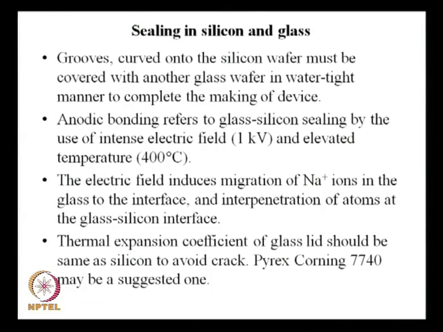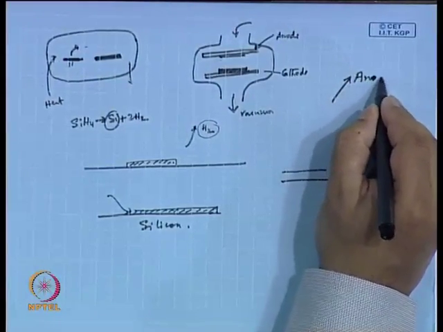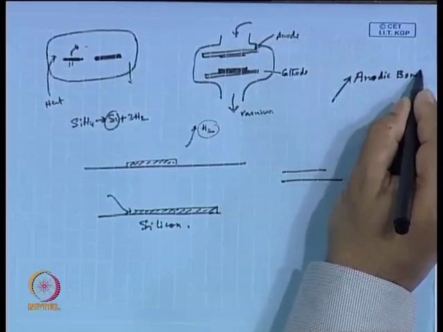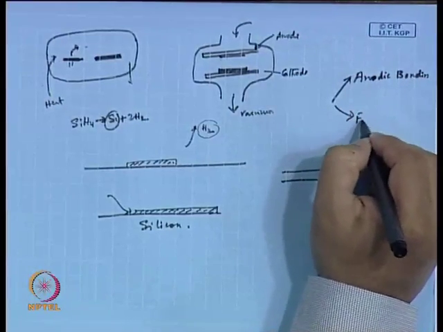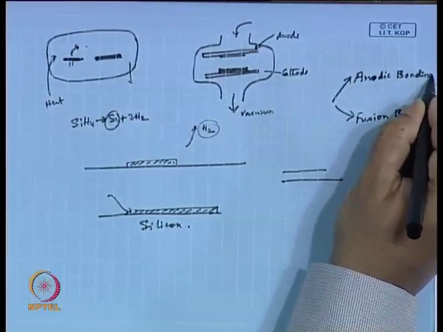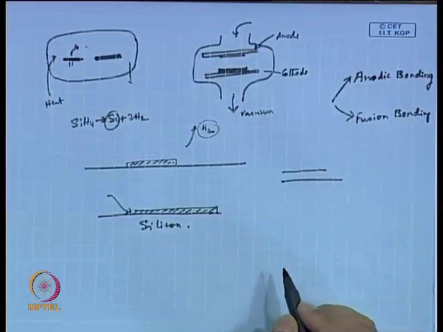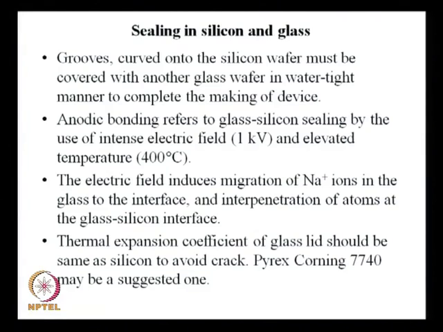Now, there are methods to do this. One is called anodic bonding, and the other is called fusion bonding. By these methods you can bond a silicon substrate, you can put a lid on top of this. Now, anodic bonding refers to glass silicon sealing by the use of intense electric field, 1 kilovolt, and elevated temperature, 400 degrees centigrade.